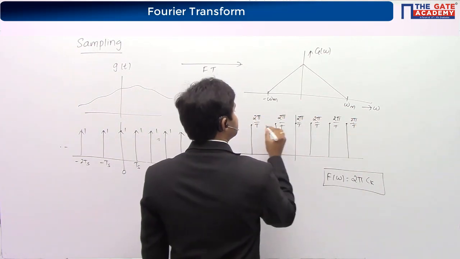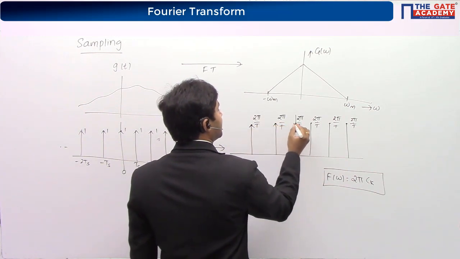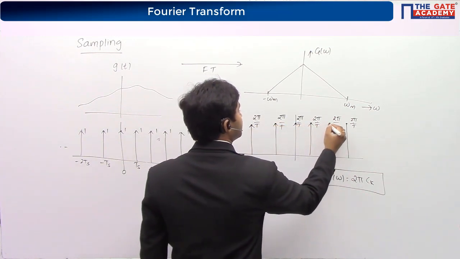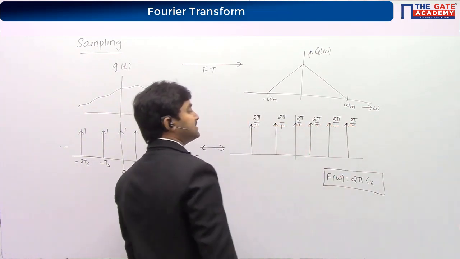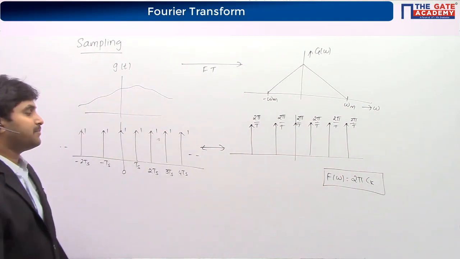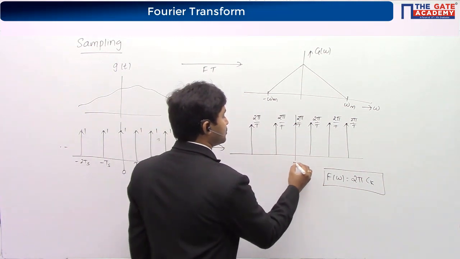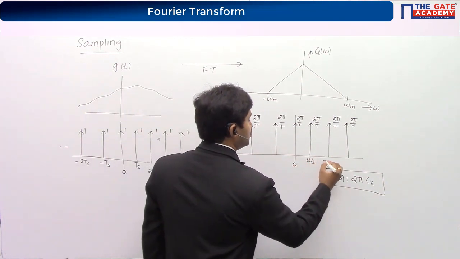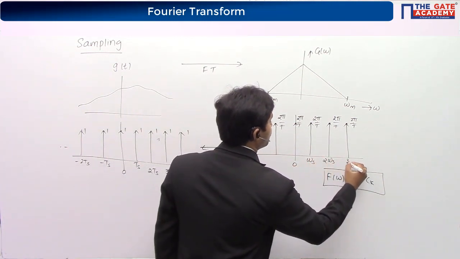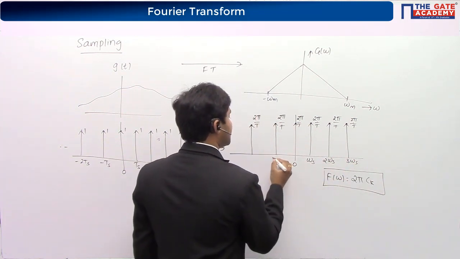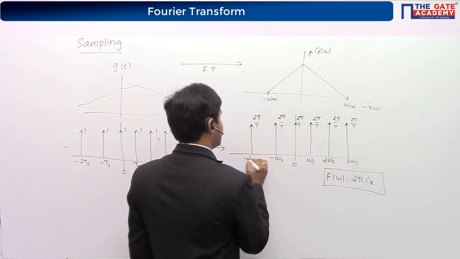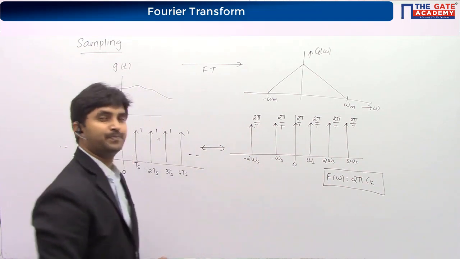Now these samples will be represented as impulses. In time, they are at Ts, 2 Ts, 3 Ts. In frequency, they are at 0, omega s, 2 omega s, 3 omega s, and here it is minus omega s, minus 2 omega s and so on.